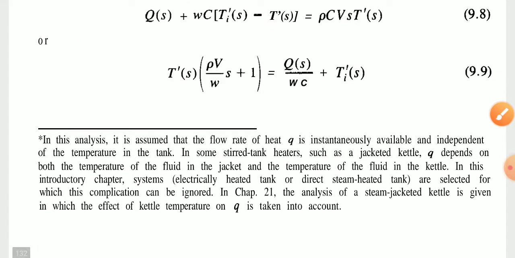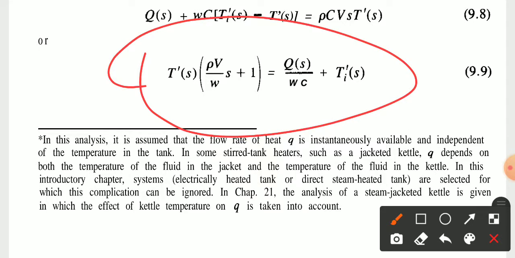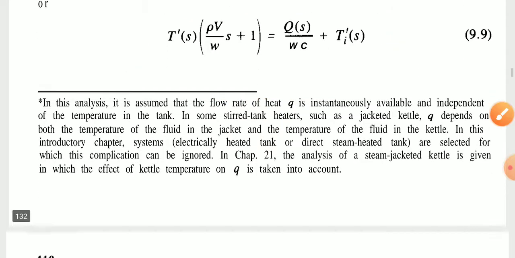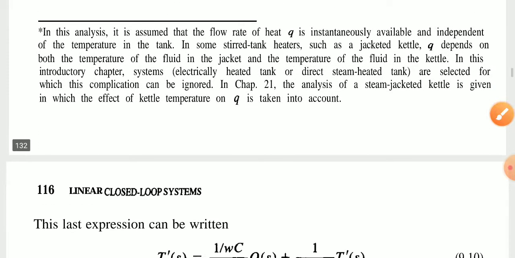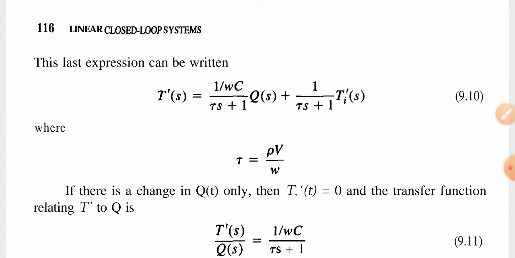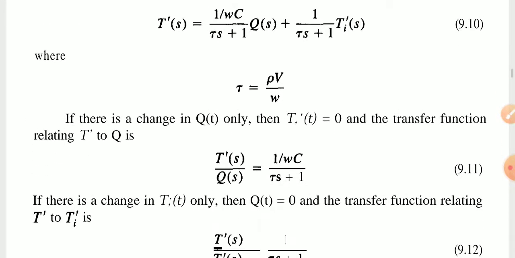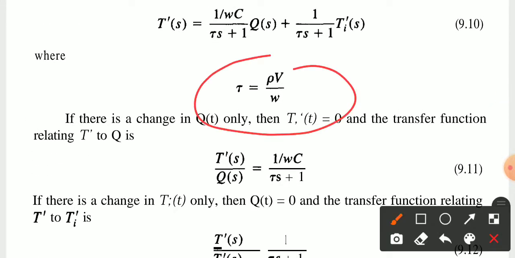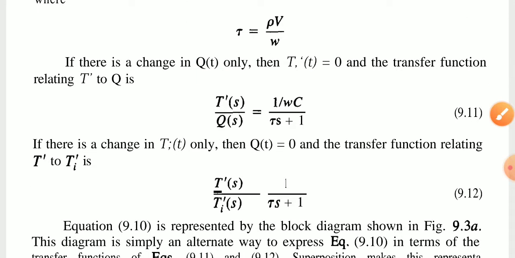Okay, then after these equations, on the basis of this, T dash of s is obtained with the term rho V by W s plus 1. After rearrangement and solving the equations, it comes out as this one. This is a simple procedure and this last expression can be written as T dash of s is equal to 1 by Wc (tau s plus 1) Q dash of s plus 1 by (tau s plus 1) Ti dash of s, where tau is equal to rho V by W. The transfer function relating T dash to Q dash is T dash of s by Q dash of s is equal to 1 by Wc (tau s plus 1).